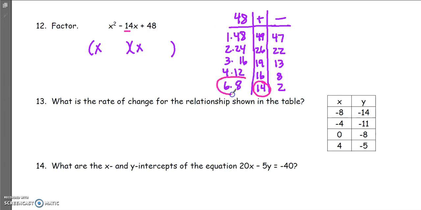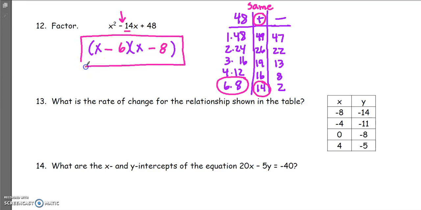That means I'm going to be using the 6 and the 8 in my parentheses, and to get to that 14, it's in the plus column, which means my signs are going to be the same. So I put my 6 and my 8 here. Now to figure out whether it's both positive or both negative, I go look at this sign right here in front of my middle term, and since it's the same, they're both going to be whatever that sign is. So that means they're both going to be negative terms. And there's my answer for number 12.